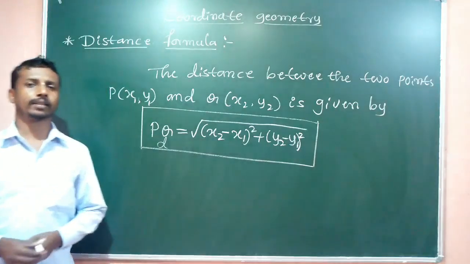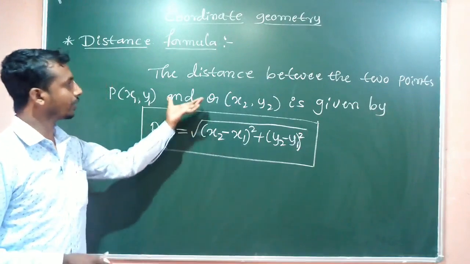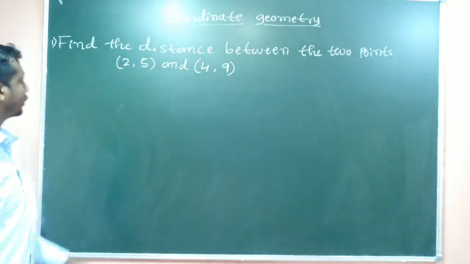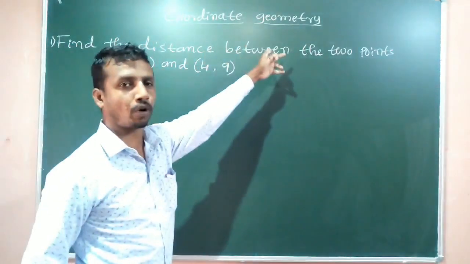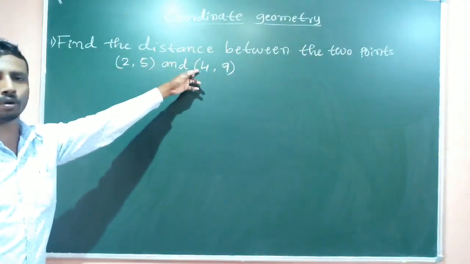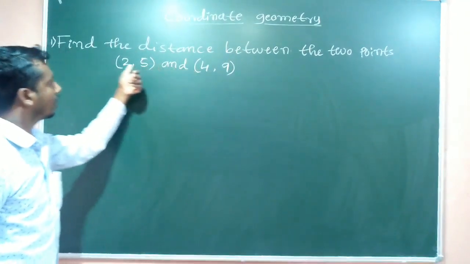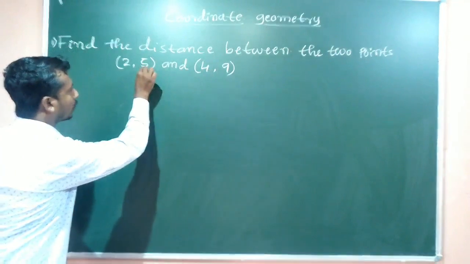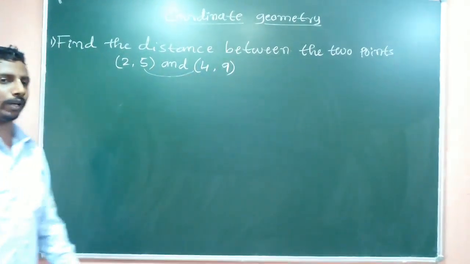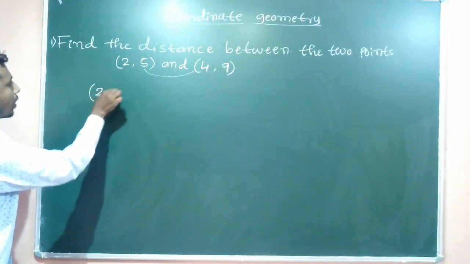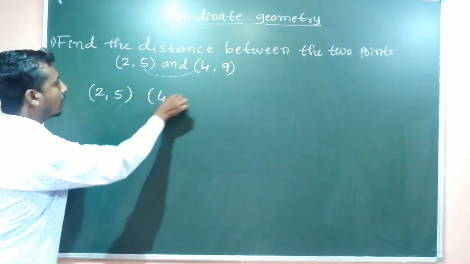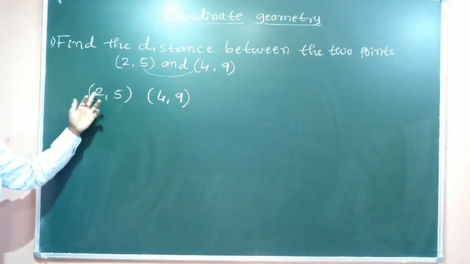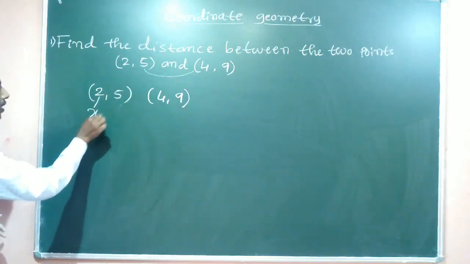Now we are going to discuss some examples based on this distance formula. In the first example, they ask us to find the distance between the two points (2, 5) and (4, 9). The first point is (2, 5) and the second point is (4, 9). We have to find the distance between these two points. Now we know that the coordinates of the first point are denoted by x1, y1.